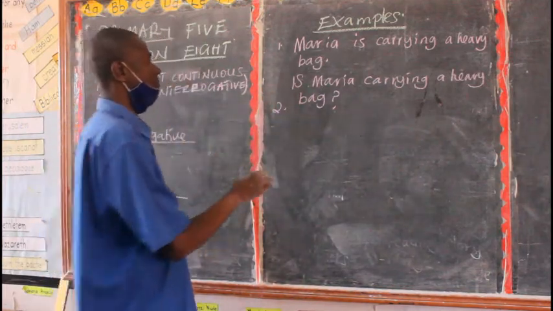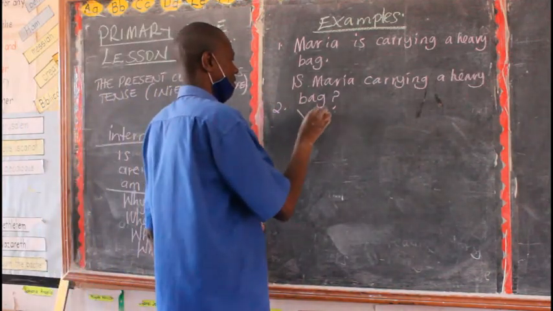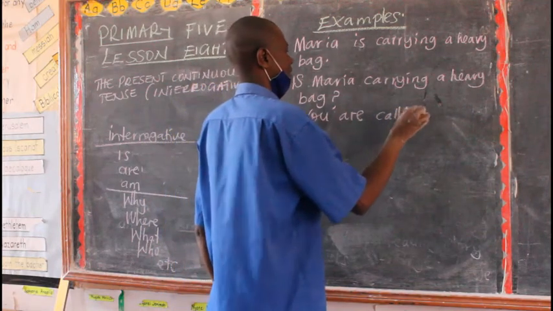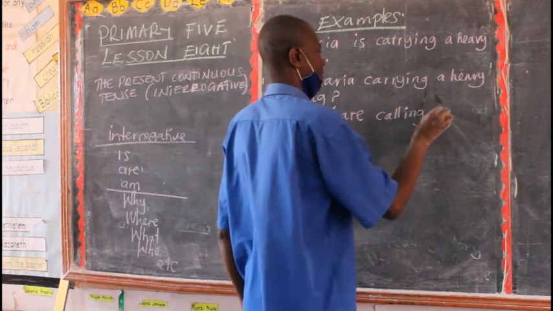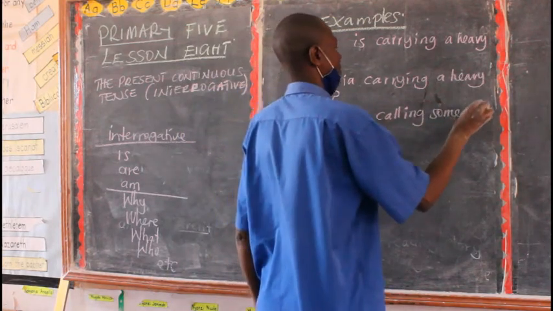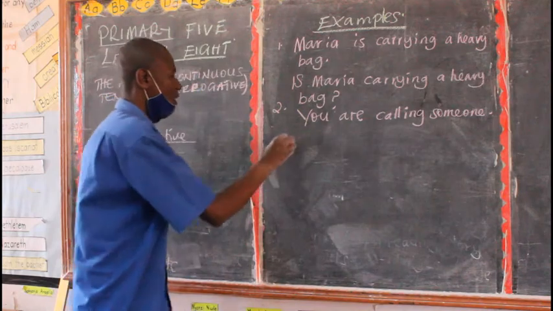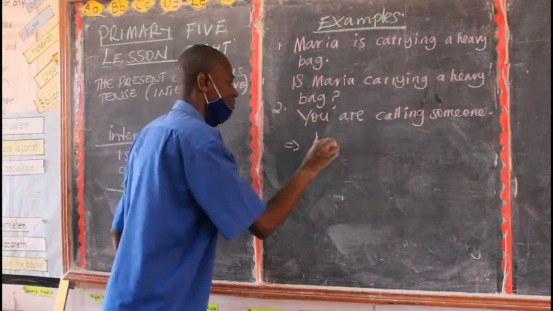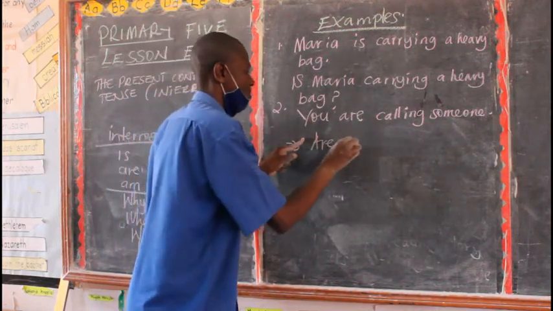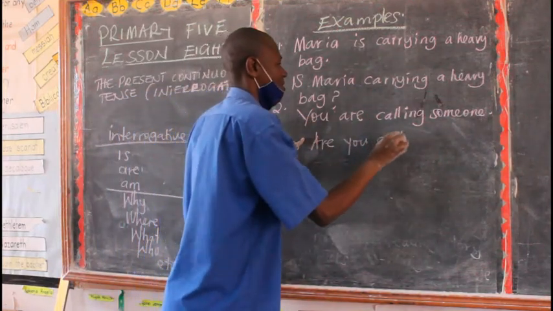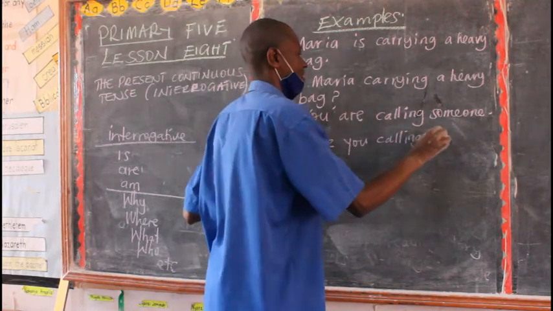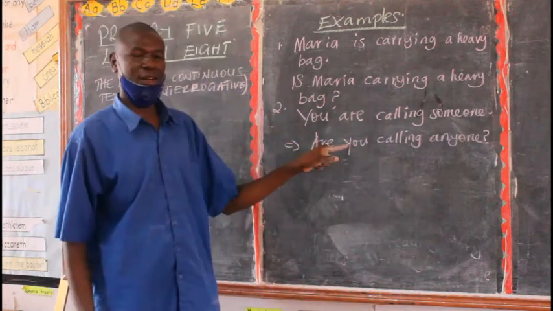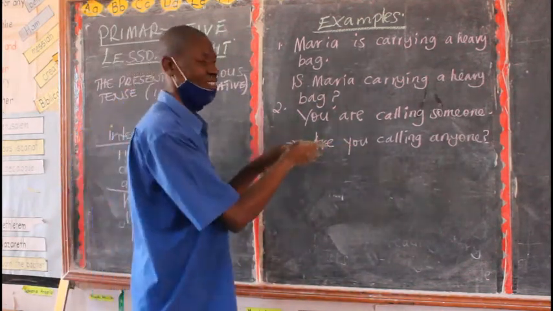Example number 2. You are calling someone. Full stop. This one will be helping verb first. That means it is supposed to be, are you calling anyone? This one is now an interrogative.